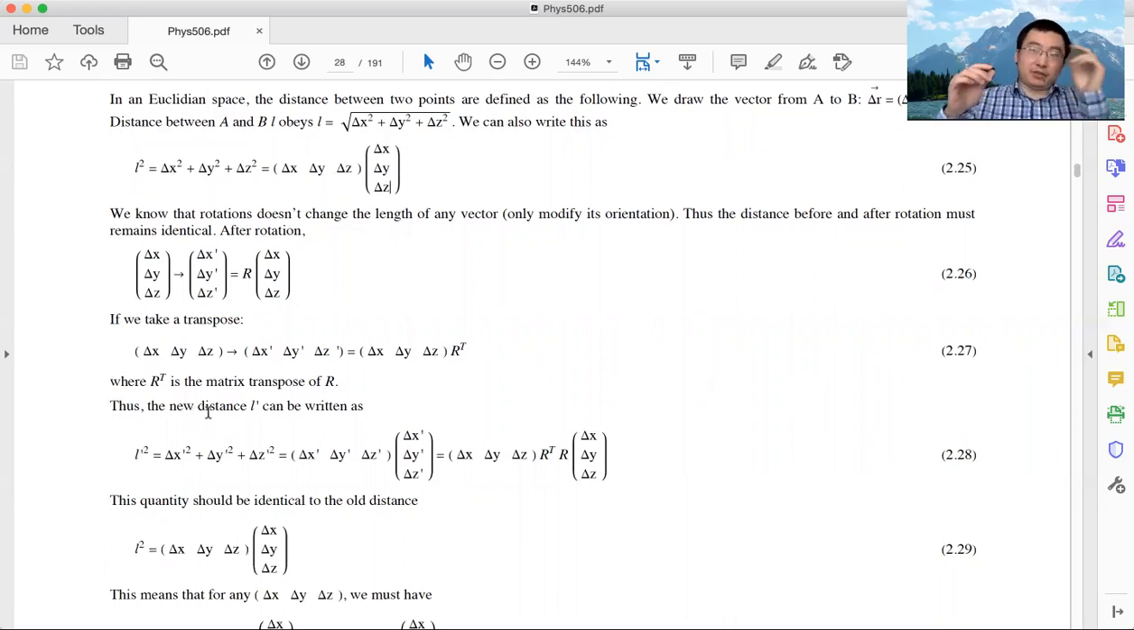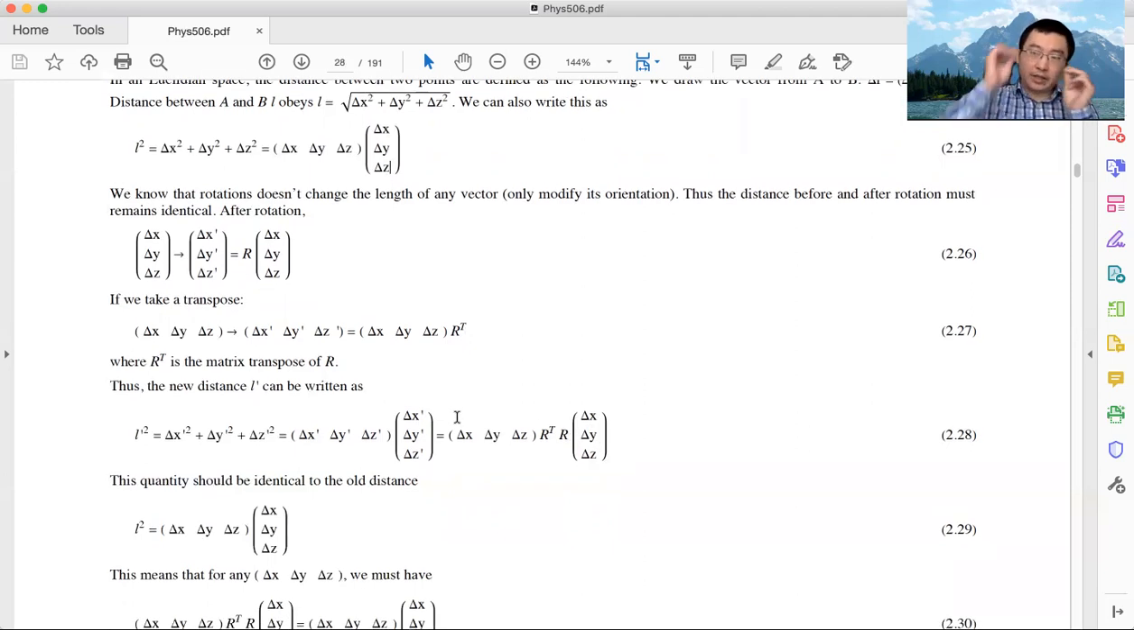Then when I multiply these two quantities together, now I ask, what is the distance after the rotation? The distance after the rotation is delta x prime squared plus delta y prime squared plus delta z prime squared, which can be written in this vector formula: the row vector (delta x, y, z prime) multiplied by the column vector (delta x, y, z prime). The same distance, but in coordinates after rotation. The row vector is the original row vector times R transpose, and the column vector is the original column vector times R.